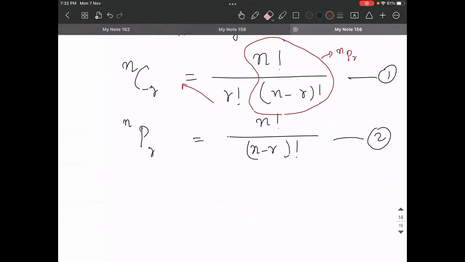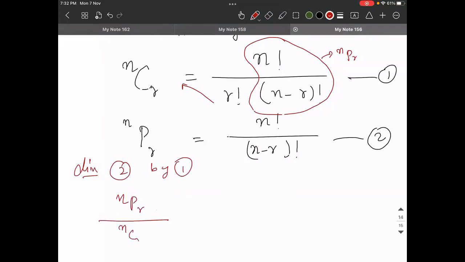NPR can be written as N factorial upon N minus R factorial. Let's divide it; better doing that instead of substituting. Just divide 1 by 2, or 2 by 1. Divide 2 by 1. What will you get?